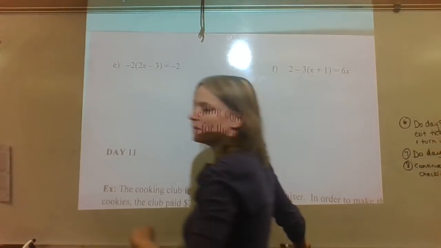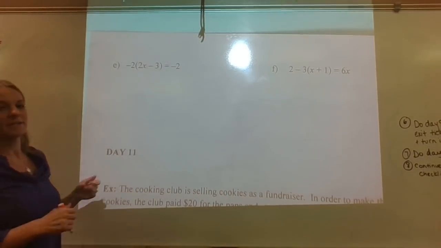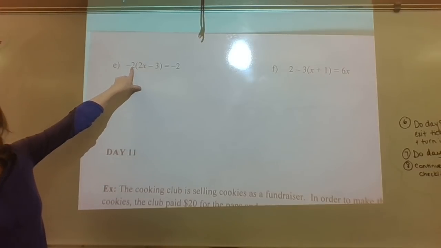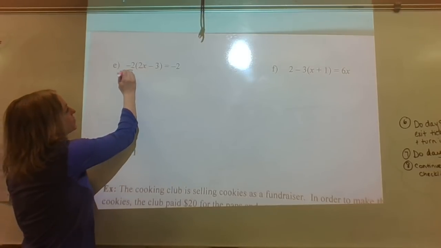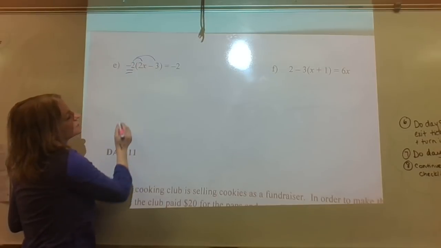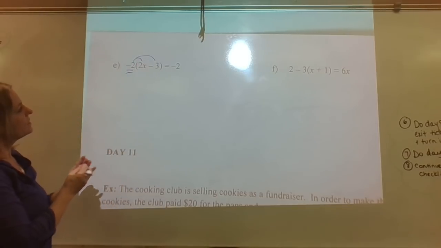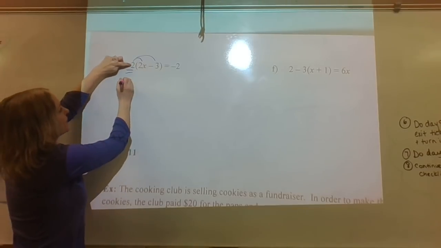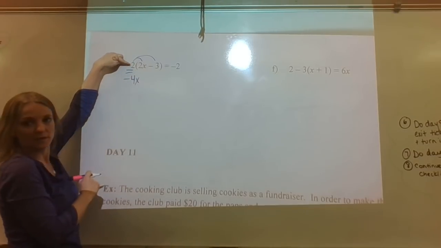Okay, 2 more and then we will be done. All right, still both of them have some parentheses in them. This one, we have a negative number outside the parentheses. So I'm going to take negative 2, distribute it to each term. So I've got negative 2 times 2x. Well, I can do negative 2 times 2 and get negative 4. Then I can keep that x with it.